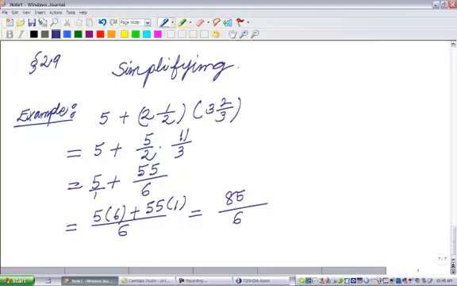So let's just divide 85 by 6. Okay, 6 goes into 8 once, so I'm gonna get a 6 here, and I subtract 8 minus 6 is 2, and then I get a 5.